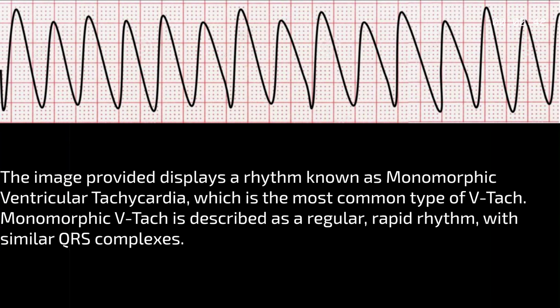The image provided displays a rhythm known as monomorphic ventricular tachycardia, which is the most common type of V-Tach. Monomorphic V-Tach is described as a regular, rapid rhythm, with similar QRS complexes, that originates from a single ventricular focus.